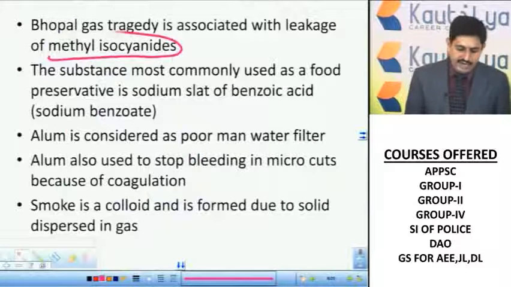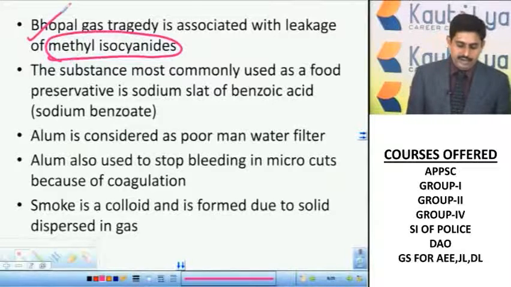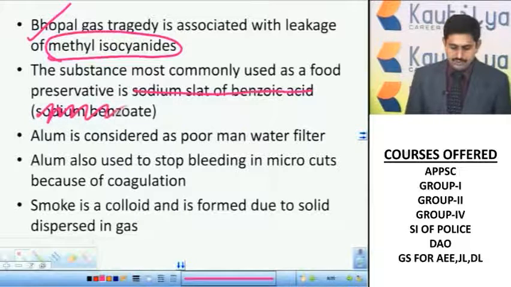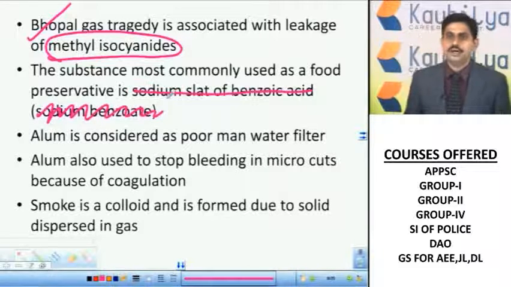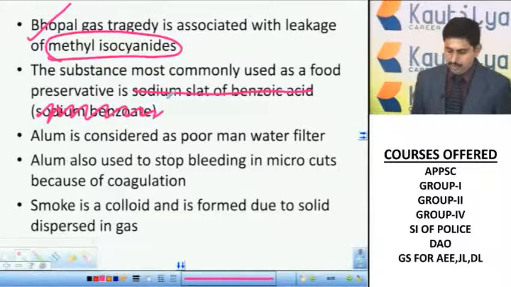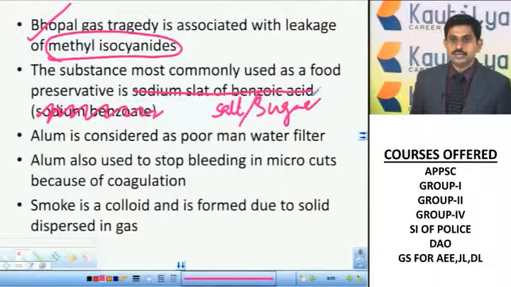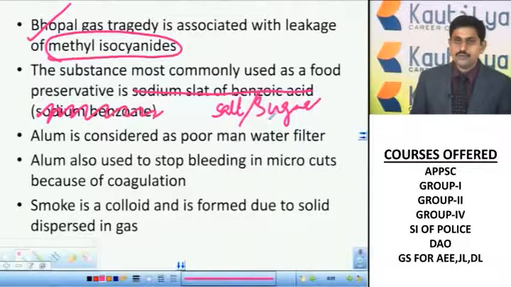Now next, methyl isocyanide is the chemical which was released during the Bhopal tragedy. Then the substance commonly used as a food preservative is the sodium salt of benzoic acid, or sodium benzoate. Commonly we use food preservatives. Generally in pickles, those who sell pickles use a large amount of salt in order to preserve them for a long time. So salt is one preservative to store for a long period. Sugar is also a preservative to store sweet things for a long period, and sodium benzoate is also a food preservative to preserve food for a long period.